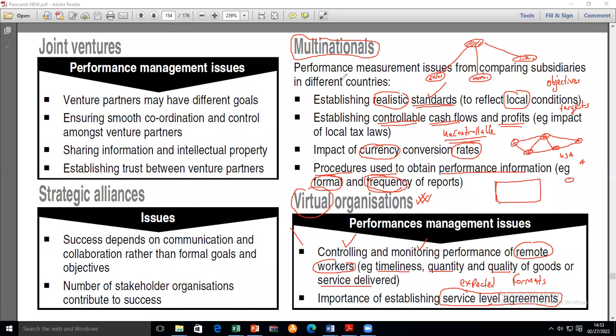Let's take some example. For instance, there's a young man around who works for a firm in Australia. So I ask him, how are you monitored? Because you are here, and your boss is far away. Do you have any on the forum who have an experience of being a remote worker? On this call, do you have any who have an experience of working for a virtual organization?